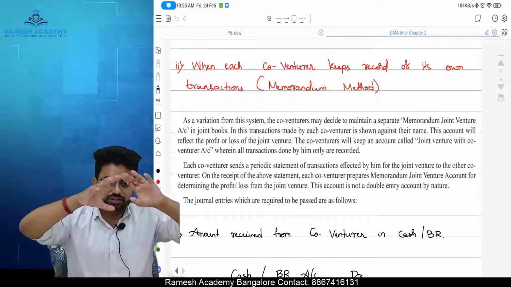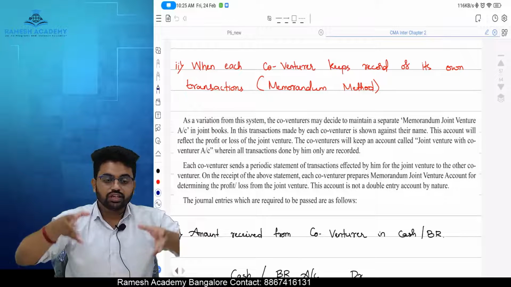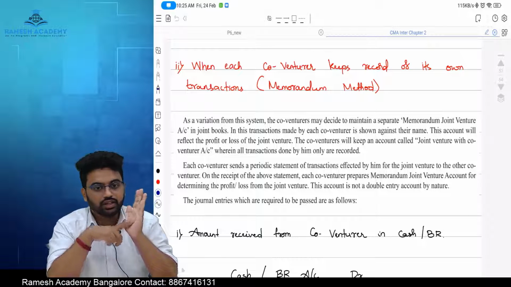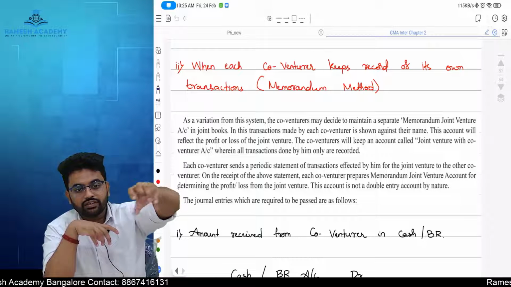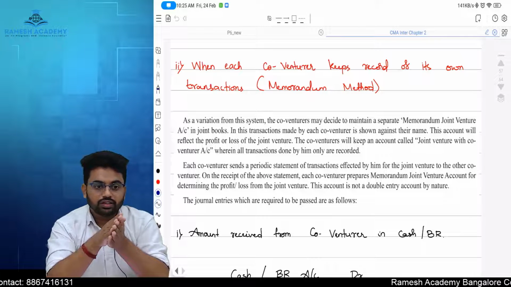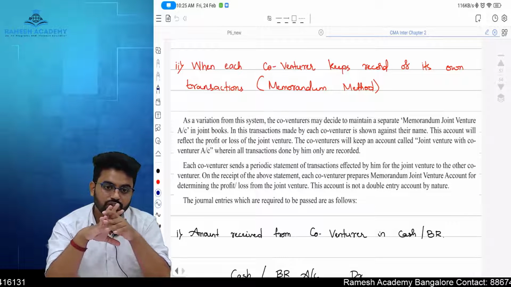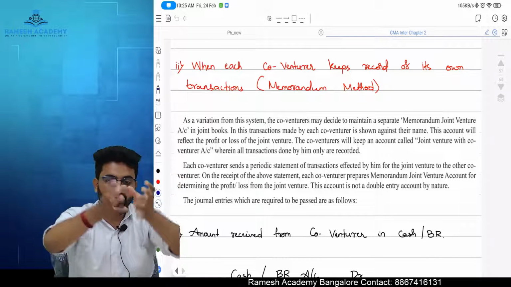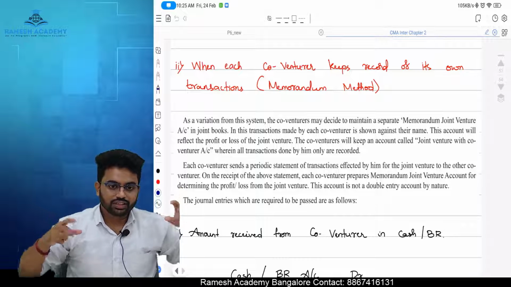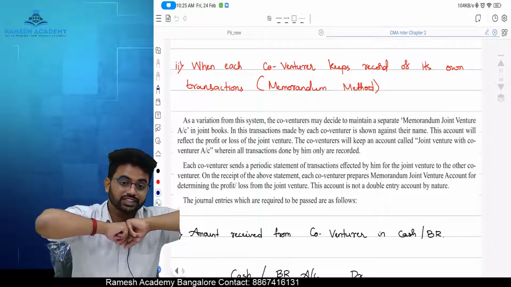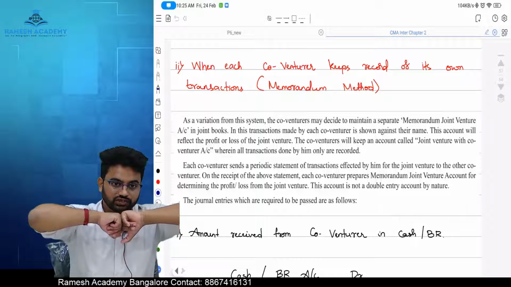document in which he will mention how much he spent on the joint venture. Everyone will exchange, and everyone will prepare one memorandum called Memorandum Joint Venture Account to ascertain the profit or loss by taking everyone's account together. Because in each and every co-venturer's book, only their own transactions are recorded, not all transactions. Okay.